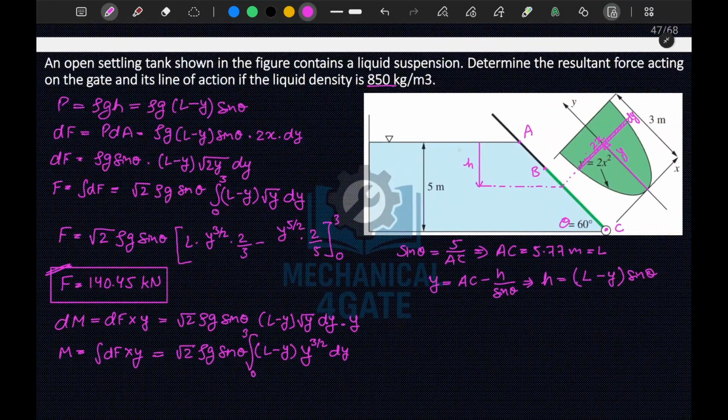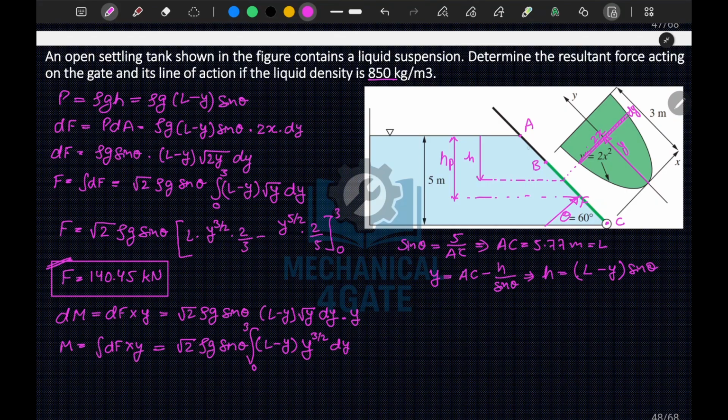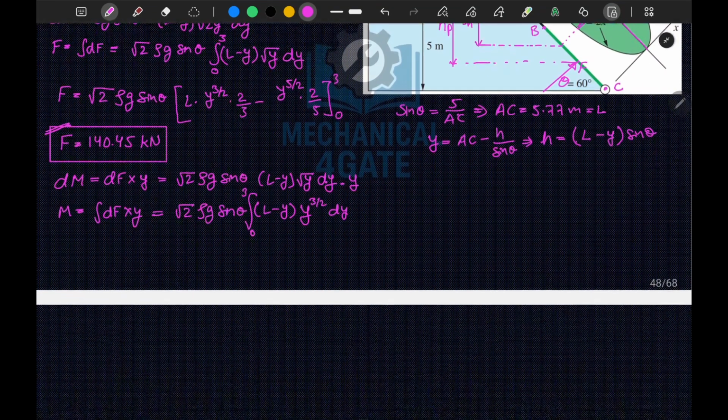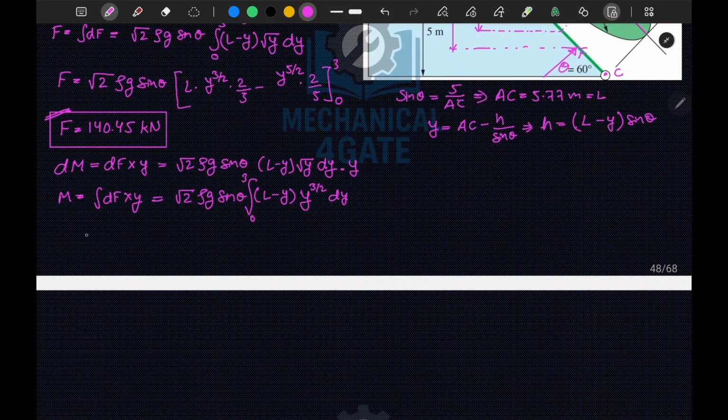We can also write the moment. Let's say hp is your center of pressure location, and this force F is acting at this location. So in this plane, this distance will become hp upon sine theta. So the moment we can also write as F into hp upon sine theta. This will be equal to root 2 rho g sine theta.